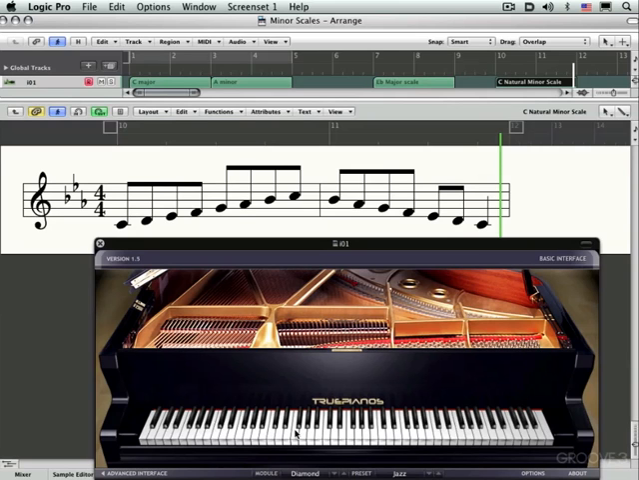So that's the natural minor scale. Practice them, get used to them, and in the next video we're going to look at a couple of variations called the harmonic minor scale and the melodic minor scale.